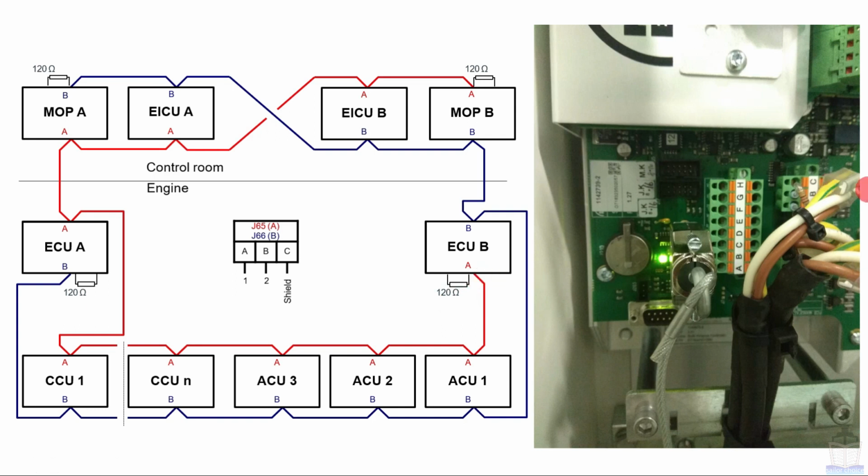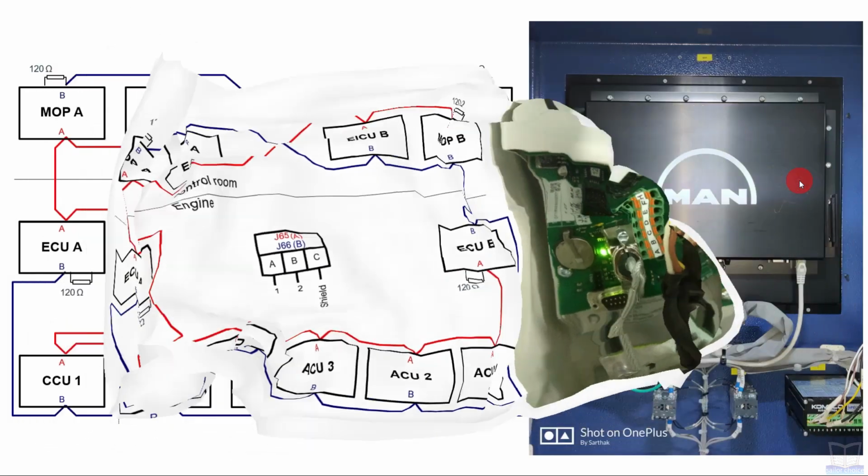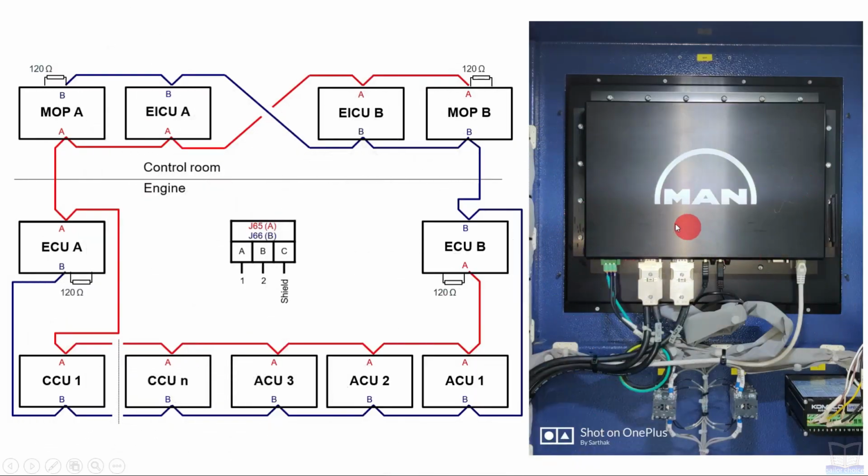So here we have seen how a network cable is configured in the MPC. Now we are going to see the same thing in the MOP. Here this is the picture of the back side of the MOP. Now you can see that 120 ohm resistance is fitted in the network cable A in the MOP B and in the network cable B in MOP A.